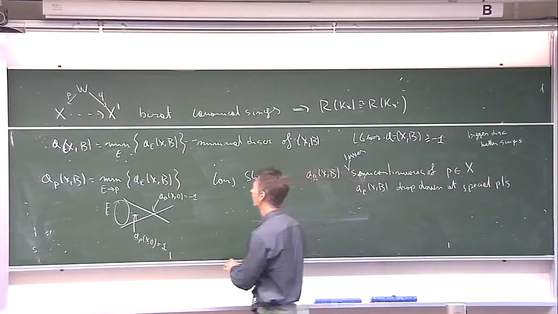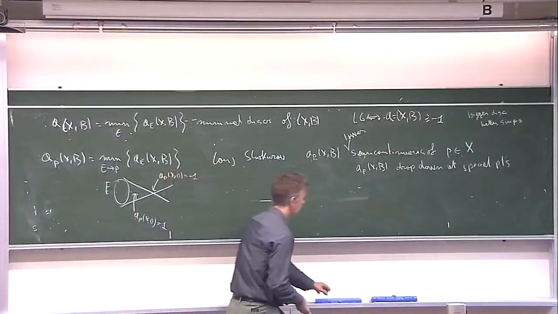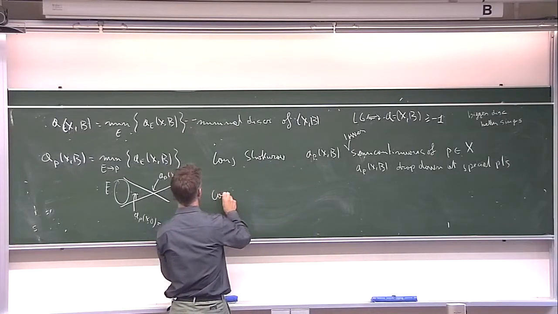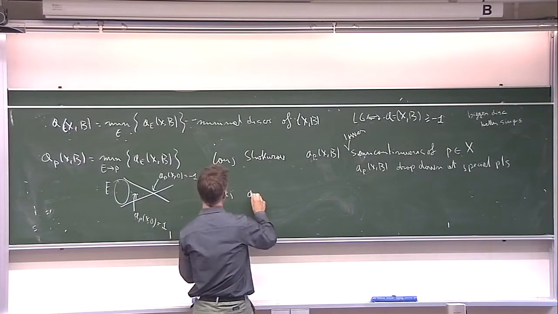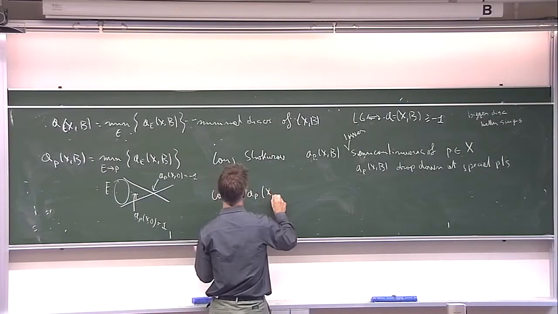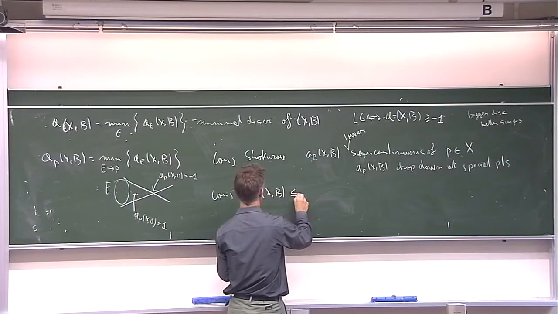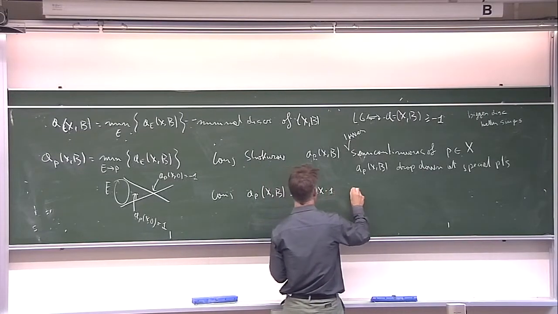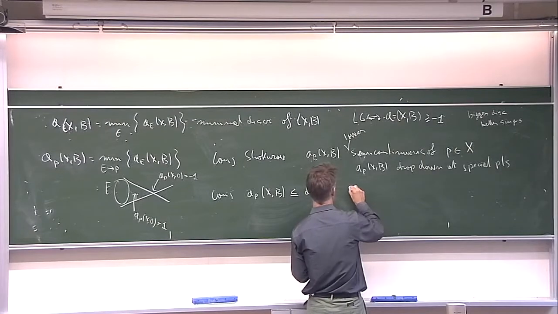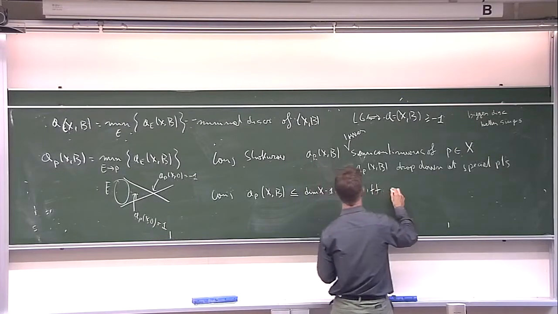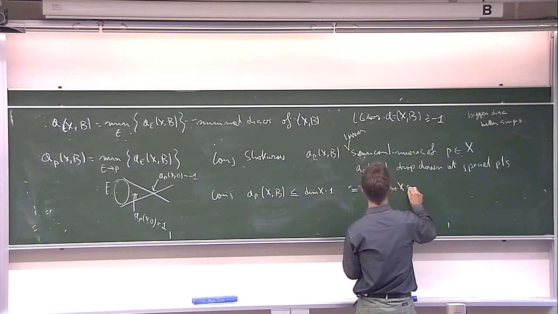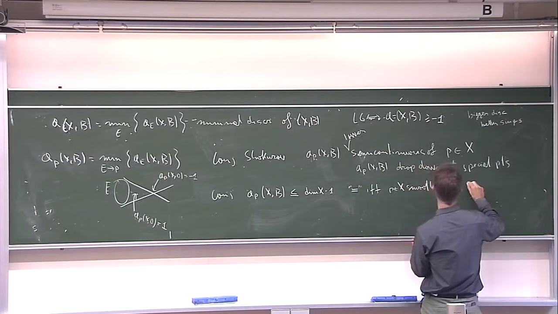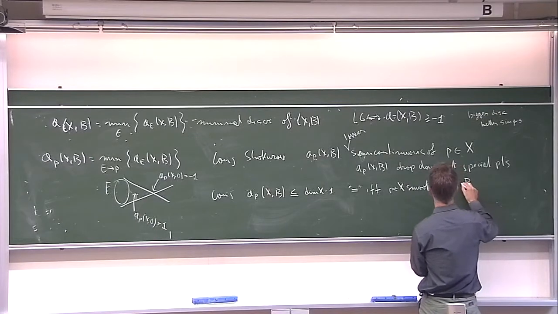So, for example, another conjecture is that a_P(X,B) is always less than or equal to the dimension of X minus 1, with equality if and only if P in X is smooth and P does not belong to the support of the boundary B.